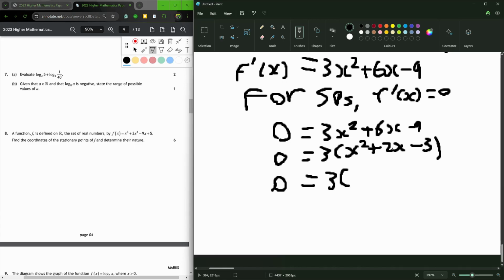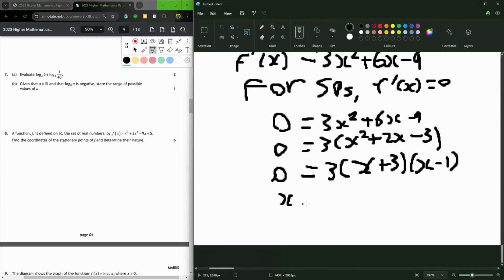We need a pair of numbers that add together to get 2, but multiply together to get minus 3. So what if we use 3 and minus 1? Because 3 times minus 1 is minus 3, and 3 plus minus 1 is 2. So let's go and do that. And there we are, we can now see our factors. So x could be minus 3, or it could be 1, because each of these has to be 0. Minus 3 plus 3 is 0, and 1 minus 1 is also 0.